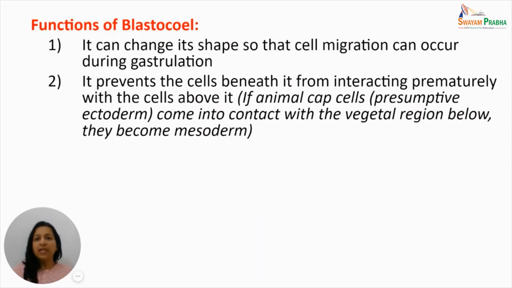Now what are the functions of blastocoel? Why is a blastocoel formed in the blastula? So the blastocoel predominantly changes its shape during cell migration, and thus it allows the migration of cells during gastrulation. Also, it prevents the cells beneath it, that is from its floor, from interacting prematurely with the cells lying at the roof of the blastocoel. And if this premature interaction happens, it leads to some drastic changes in the gastrula. For example, if animal cap cells, which have to form ectoderm, come in contact with the vegetal region below the blastocoel, they become mesoderm.